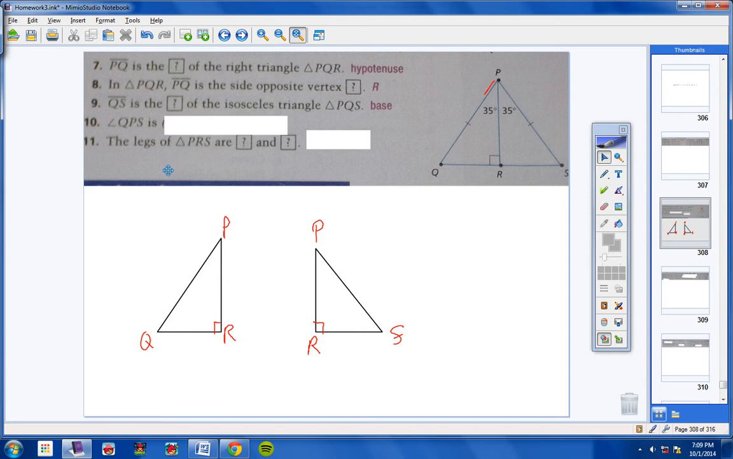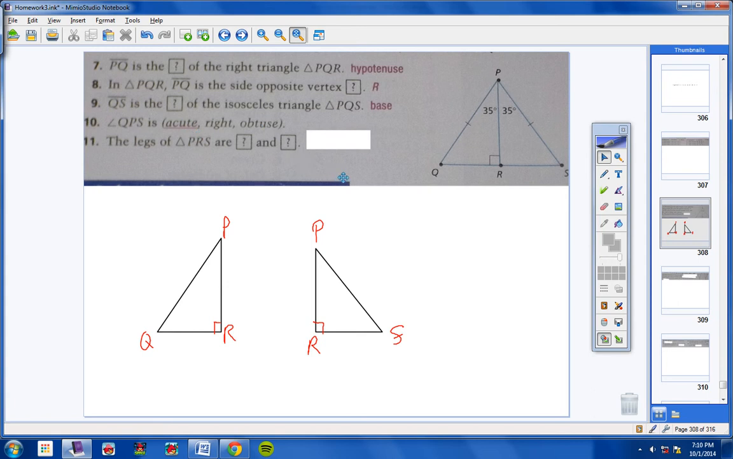All right, number 10, angle QPS is blank. If you look in your book, they've given you choices: acute, right, or obtuse. And again, that's going to be angle QPS. So here's angle QPS right here, this angle here. And notice this entire angle is made up of two angles. One is 35 and one's 35. So the whole angle is 70. So if the whole angle is 70, which it is, then the angle is acute. It's not right. It's not 90 degrees, and it's not obtuse. It's not bigger than 90, so it would have to be acute.